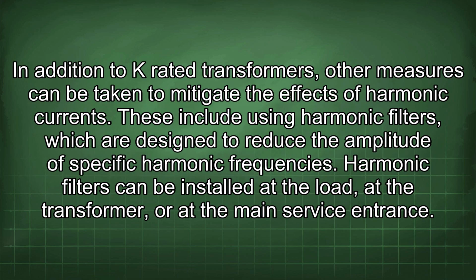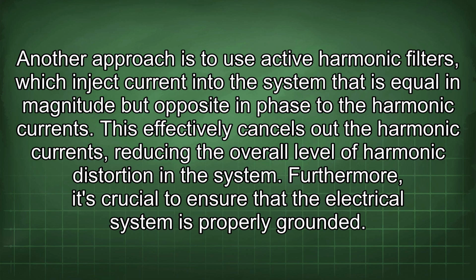In addition to K-rated transformers, other measures can be taken to mitigate the effects of harmonic currents. These include using harmonic filters, which are designed to reduce the amplitude of specific harmonic frequencies. Harmonic filters can be installed at the load, at the transformer, or at the main service entrance. Another approach is to use active harmonic filters, which inject current into the system that is equal in magnitude but opposite in phase to the harmonic currents. This effectively cancels out the harmonic currents, reducing the overall level of harmonic distortion in the system.